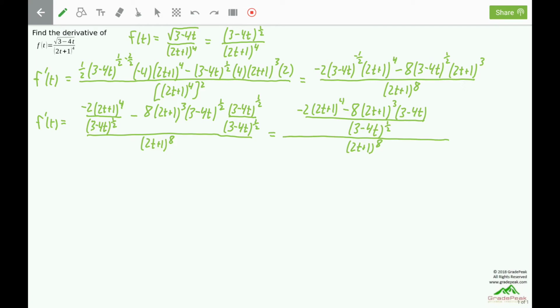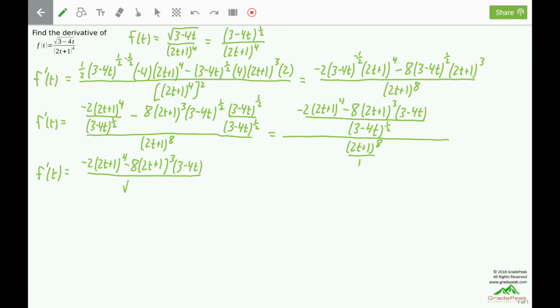Now that we've gotten a common denominator in that numerator, the next step is to take the denominator fraction, which I'll write as a fraction by putting over 1. We reciprocate and multiply with the numerator. So f prime of t equals negative 2 times 2t plus 1 to the 4th minus 8 times 2t plus 1 cubed times 3 minus 4t all over 3 minus 4t to the 1/2.